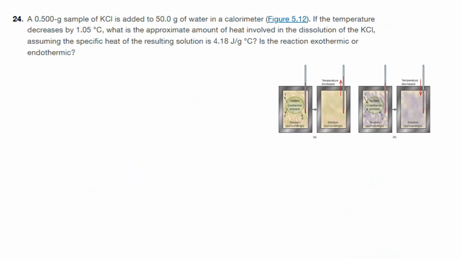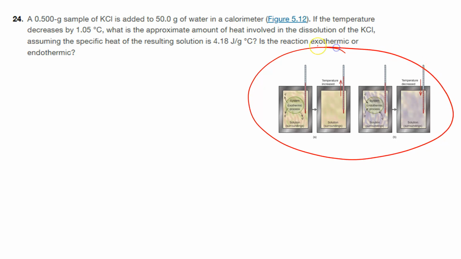Let's have a look at this one. It says a 0.5 gram sample of KCl is added to 50 grams of water in a calorimeter, and then it gives reference to this diagram. That might be useful. If the temperature decreases by 1.05 degrees Celsius, so that means the KCl absorbed heat from the water, what is the approximate amount of heat involved in the dissolution of the KCl? Assuming the specific heat of the resulting solution is 4.18 joules per gram per degree Celsius, and then it further asks, is the reaction exothermic or endothermic?